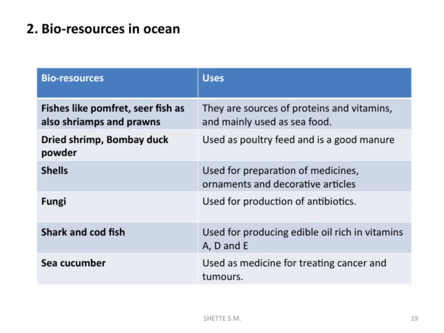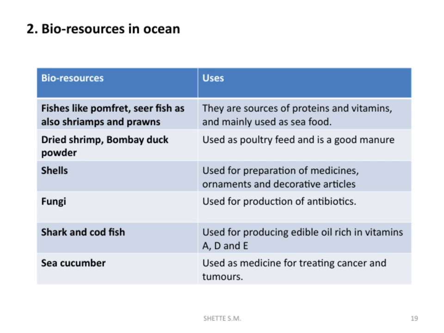Now, let's take a closer look at some of the bioresources found in the ocean and their various uses. First, we have fishes like pomfret, seer fish, shrimp, and prawns. These are primarily important because they are rich sources of proteins and vitamins, and they are mainly used as seafood, which is a vital part of many diets around the world.